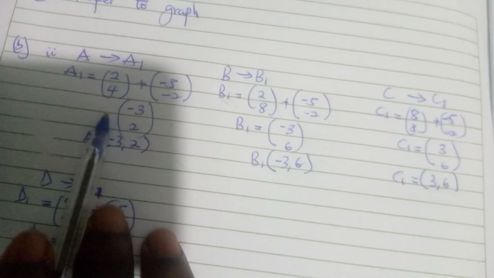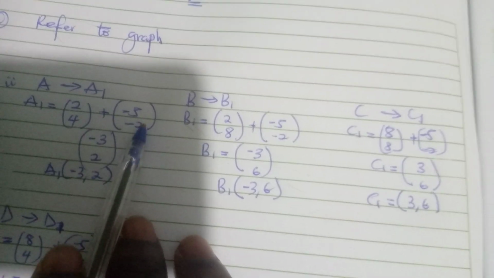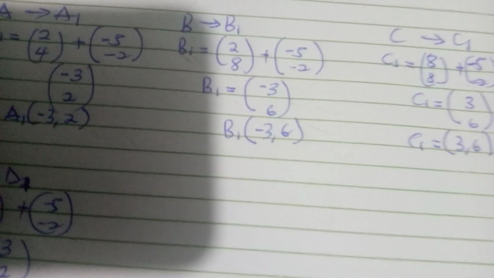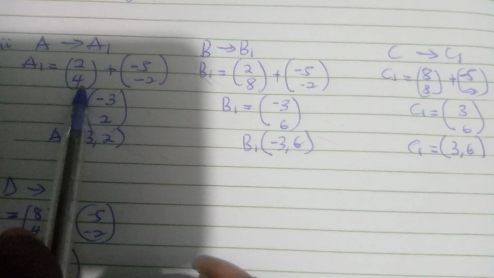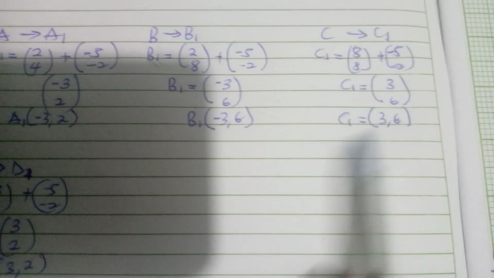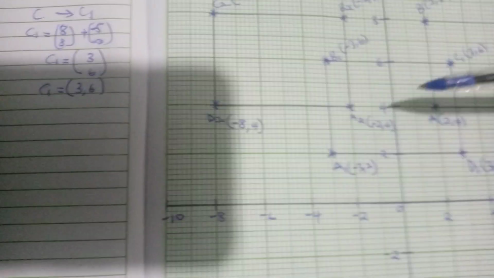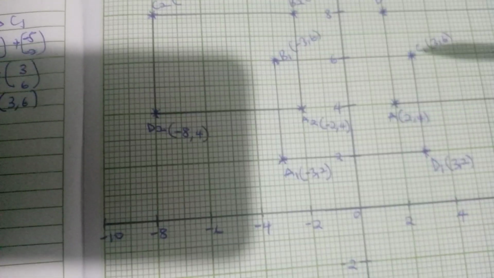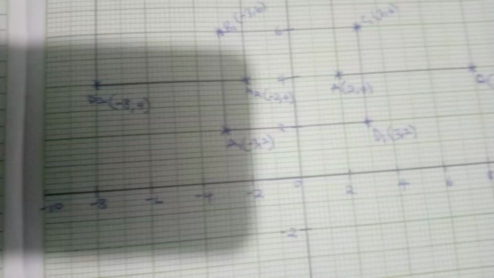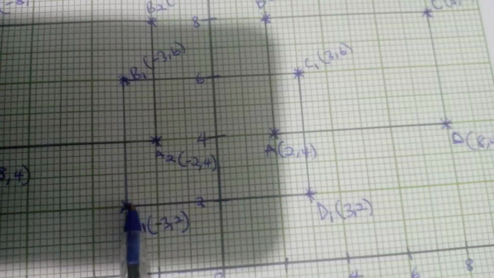Then it says, draw the image A1, B1, C1, D1 of ABCD under a translation vector. So with the translation vector, we always add the point to the vector. The point there is (2, 4) plus the vector, and you do that for each of them. Once you are done adding, then you just plot. So plotting will give you A1, B1, C1 and D1. That is the image, and that is the translation vector.